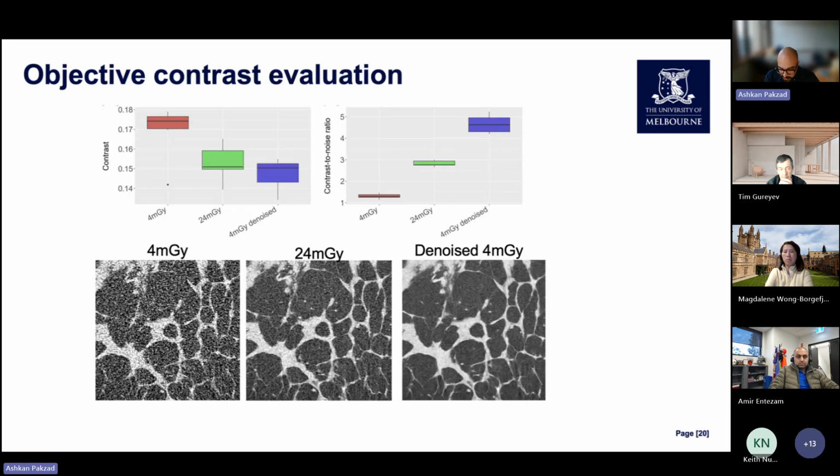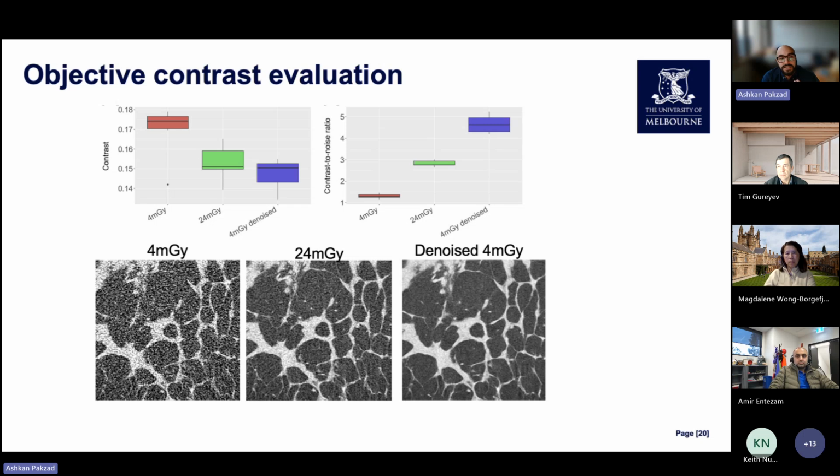And then if we were to also consider the objective contrast, where we can measure the contrasting interface of two tissues, the difference between the average high to the average low, essentially across that boundary. Interestingly, we find the 4 milligray has a higher contrast, and that's because there's an influence of noise there on the subjective measure of what I just described.